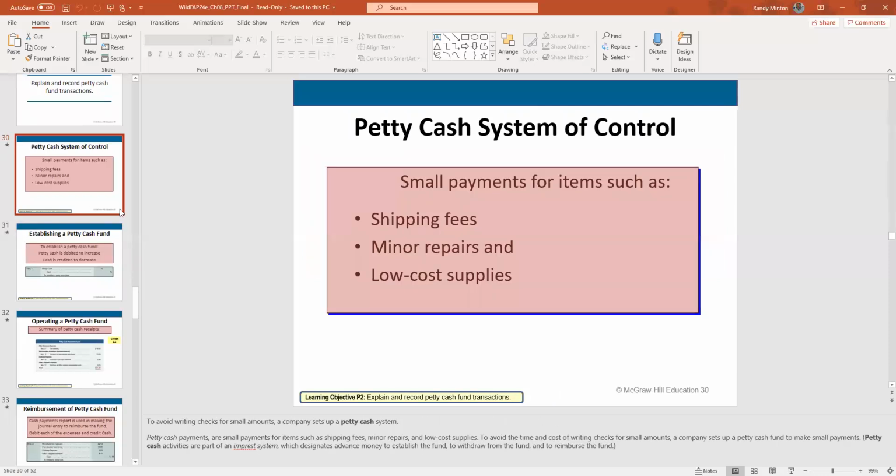Let's talk about petty cash again, because every company has a small petty cash fund, just the nature of it. It covers small payments for items such as shipping fees or low-cost supplies. The ones you normally see are maybe entertainment expense, when the boss needs to take out $30 or $20 or whatever for lunch, entertaining a client, that kind of thing.